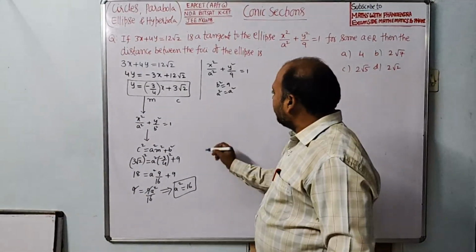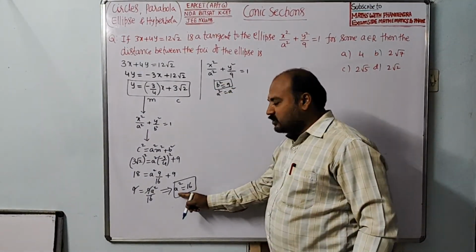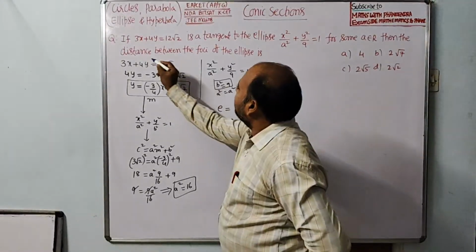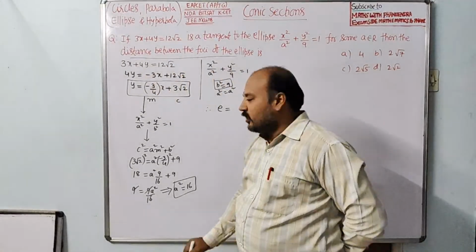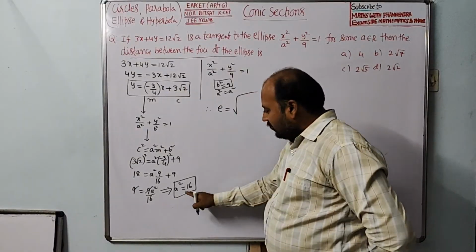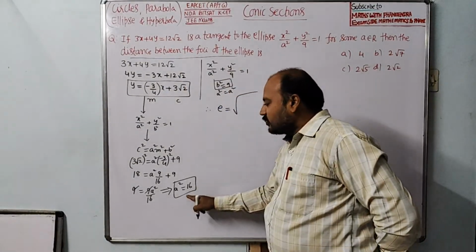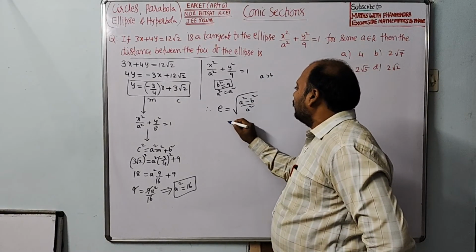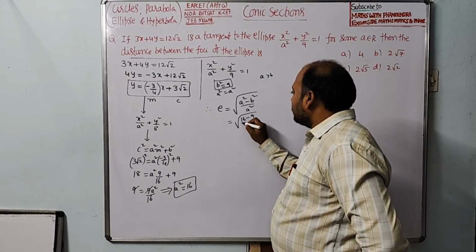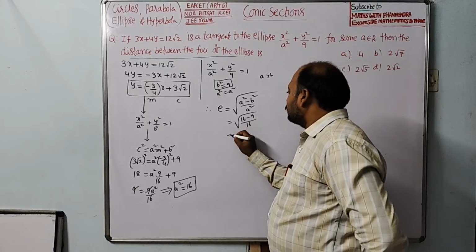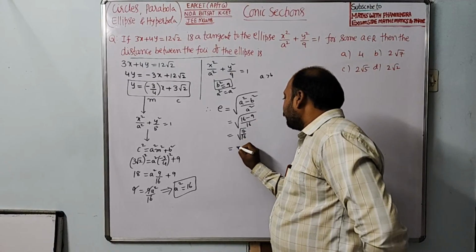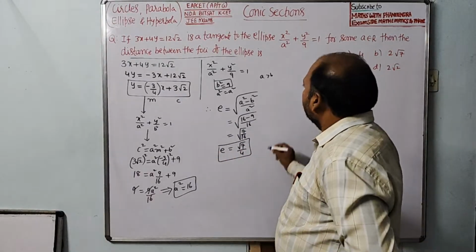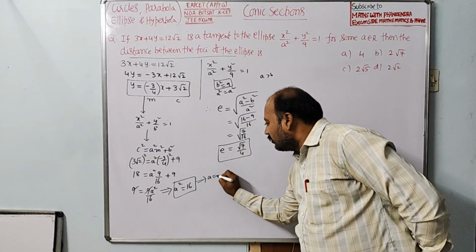So a square value we got, b square we know, a square also we know. So eccentricity is to be calculated. What is the use of calculating eccentricity? They are asking to find the distance between foci. So eccentricity, when b square is 9, a square equal to 16, a is greater than b case. So root over a square minus b square by a square, so root over 16 minus 9 divided by 16. So root 7 by 16, root 7 divided by 4. This is the eccentricity. And a is equal to 4 now.